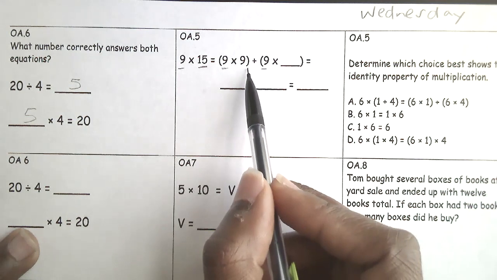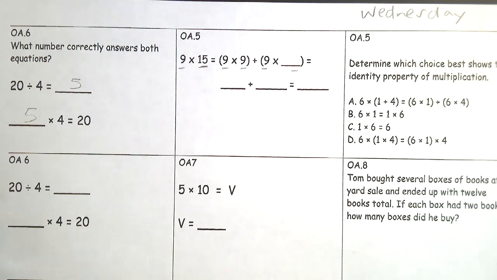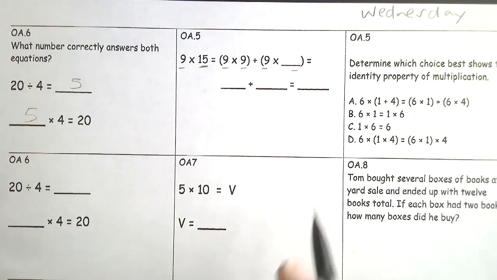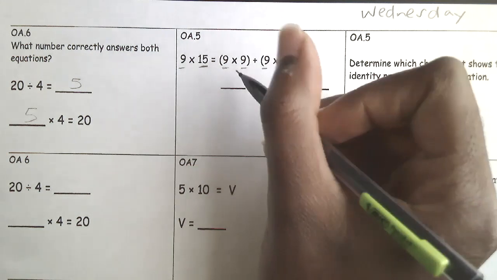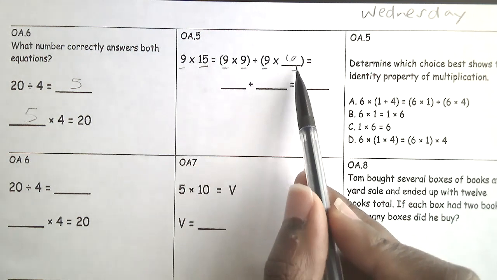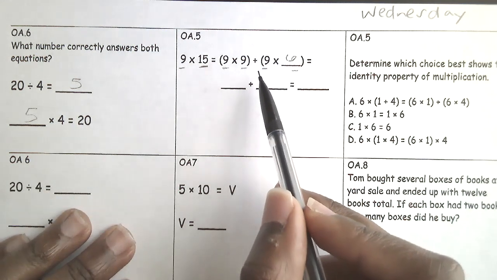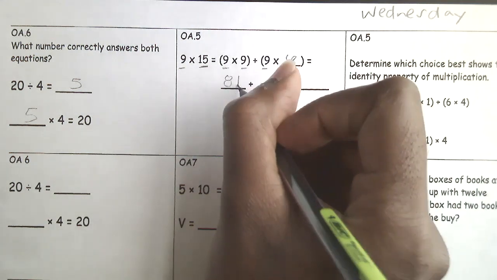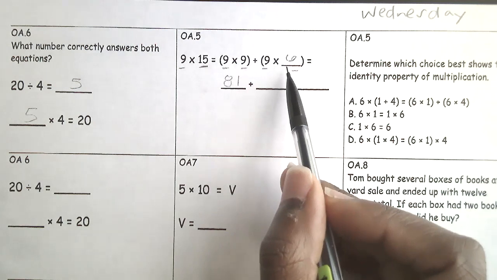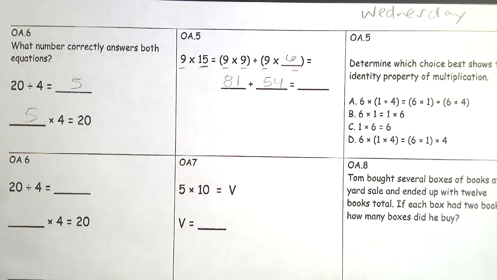So we need to know 9 plus what would equal 15, okay? Let's figure that out. Right now, hopefully we figured out that 6 plus 9 is equal to 15. So in our parentheses, we should have filled in that 6. So now after we figured out what goes in our parentheses, now we solve for the parentheses. So we have 9 times 9, which equals 81. Then we have 9 times 6, which equals 54. Okay, now you solve for 81 plus 54.